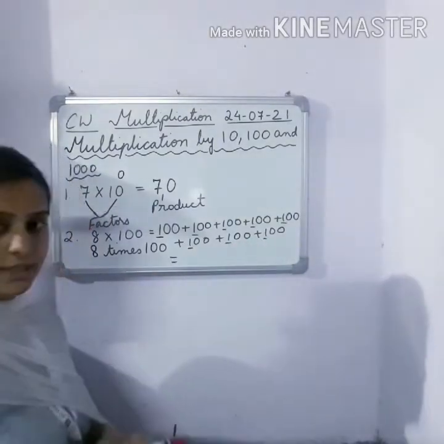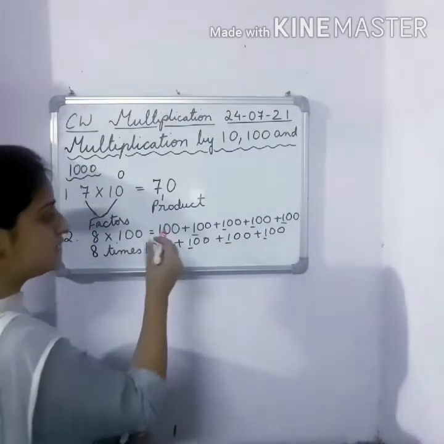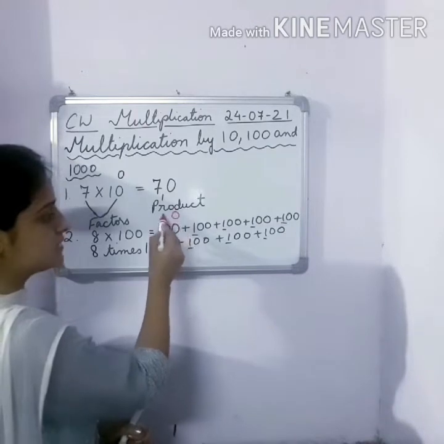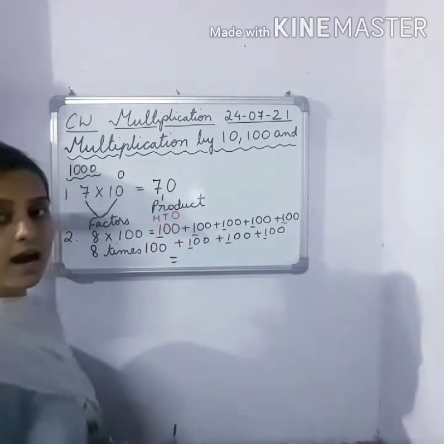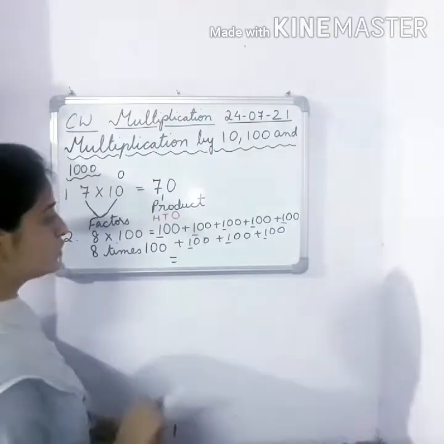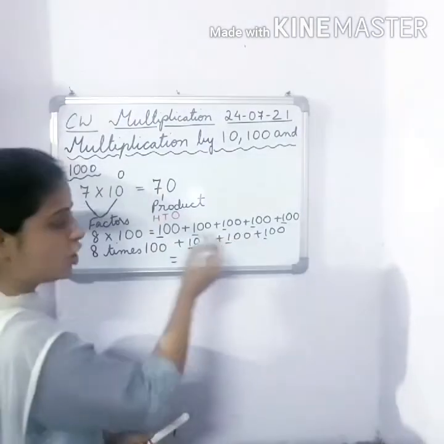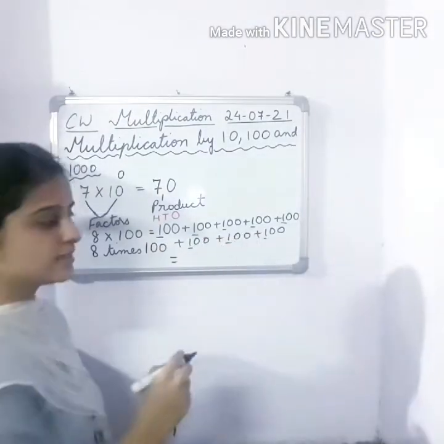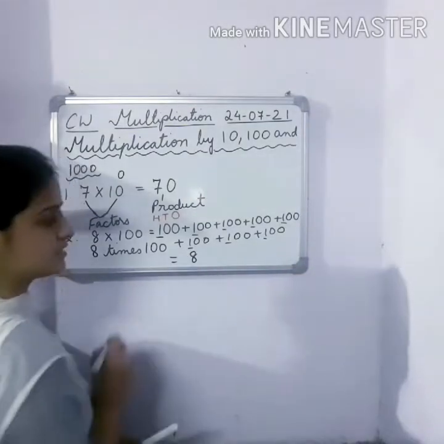Okay? And you know that it is in which place? Ones are in hundreds place, right? Ones, tens, 100. So we will add all the ones. How many ones are here? 8. So we will get here 8.